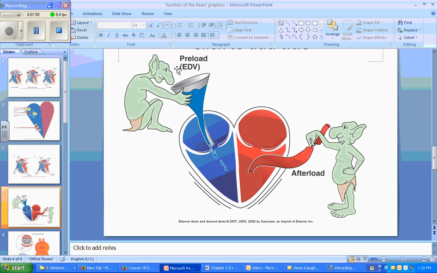End diastolic volume, preload. The amount of blood in the ventricles at the end of diastole, it's the same as the end diastolic volume, okay? More stretch, more contraction. Ejection fraction, I've used that term a few times already in the discussions here.